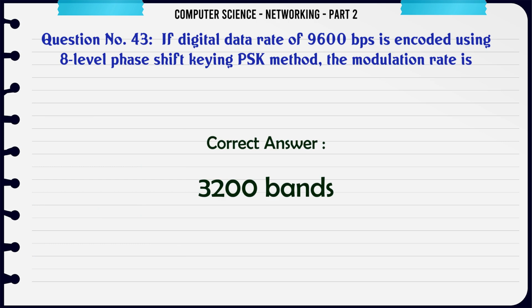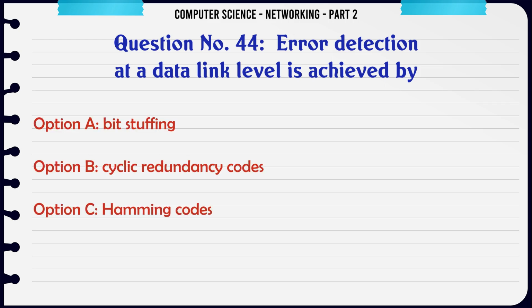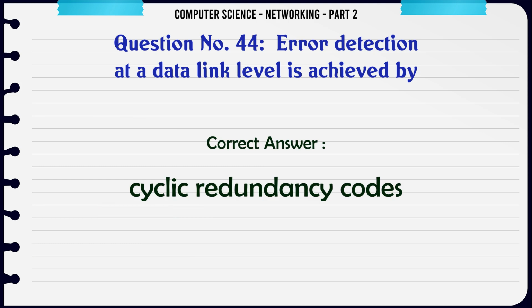Error detection at a data link level is achieved by A. Bit stuffing. B. Cyclic redundancy codes. C. Hamming codes. D. Equalization. The correct answer is cyclic redundancy codes.